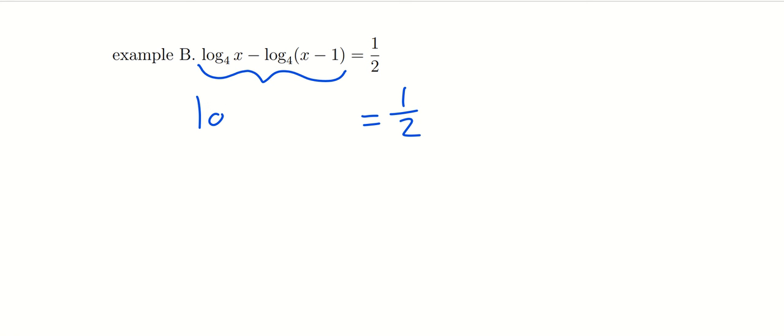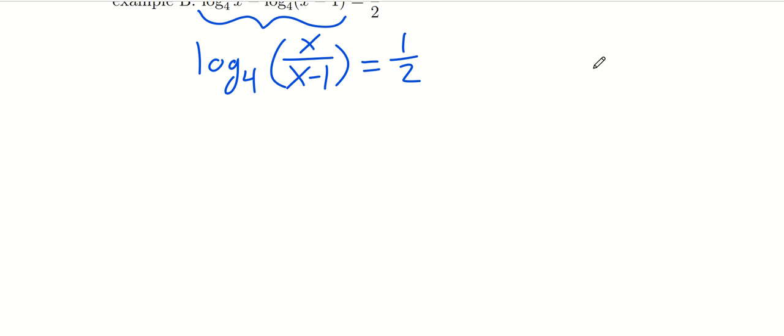And because these two logs are being subtracted, we can do that by using the quotient rule for logs. The quotient rule says that this is going to be log base 4 of the first value divided by the second value. So it looks like this. Log base 4 of x divided by (x minus 1) is equal to a half. And now we're back in the same setup we were previously. We have a single logarithm on the left-hand side equal to a number.